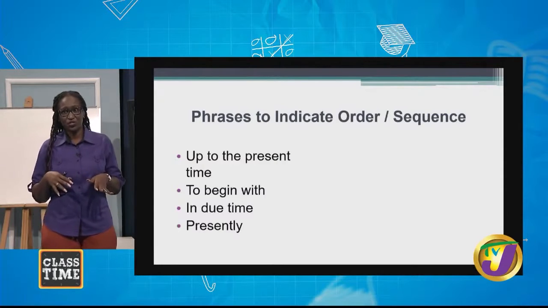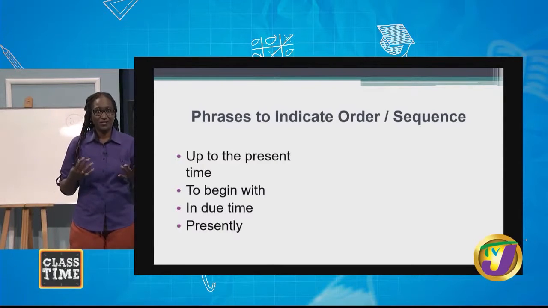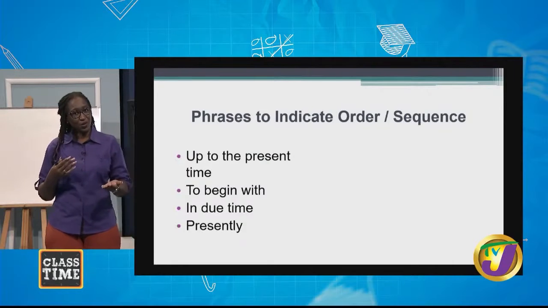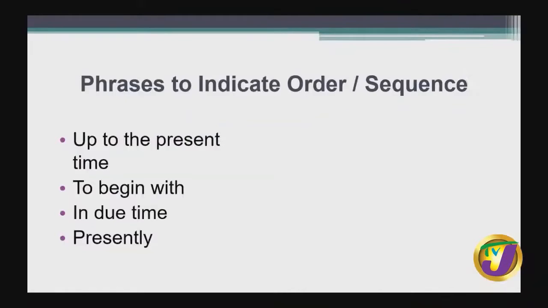So these are some expressions you could use. So up to the present time. To begin with, in due time, presently. So look carefully, those are some terms you can use to help indicate order or sequence. Normally you would say numerical terms, first, second, lastly, next, after, and so on. But these are some that you can use instead. These are some that you can use to, again, add creativity and interest to your writing.